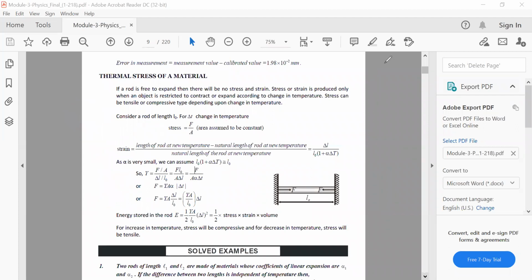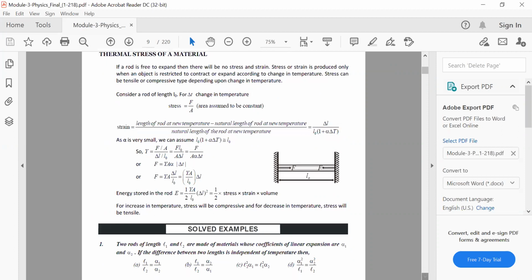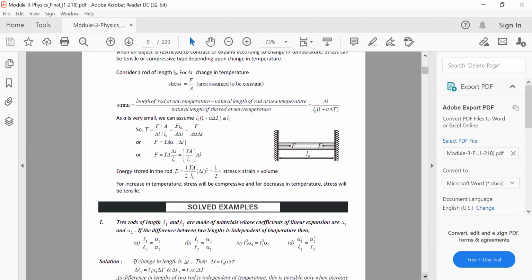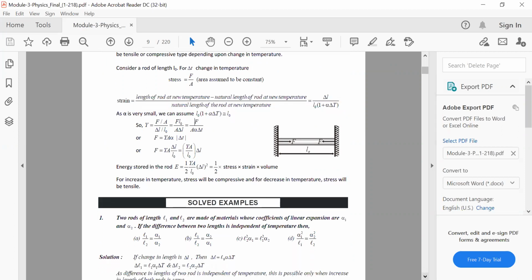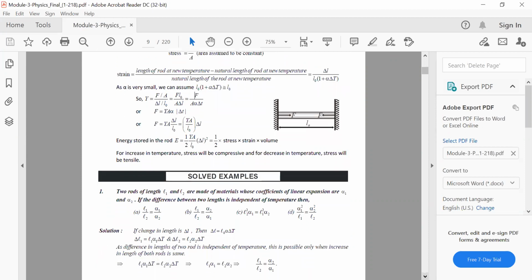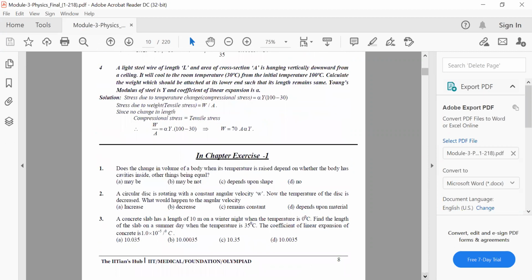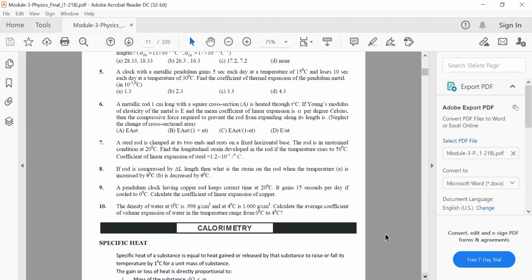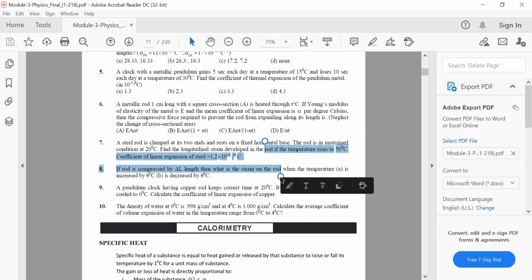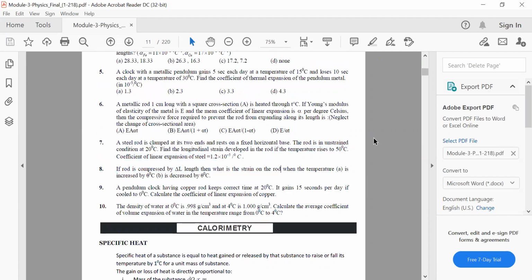Then after this, make sure to go through the solved examples for thermal expansion. In fact, you can do the solved examples as fresh questions yourself and then compare your solutions with the solutions given. Also do the in-chapter exercise. This will give you sufficient practice for thermal expansion. You don't need to do anything else.